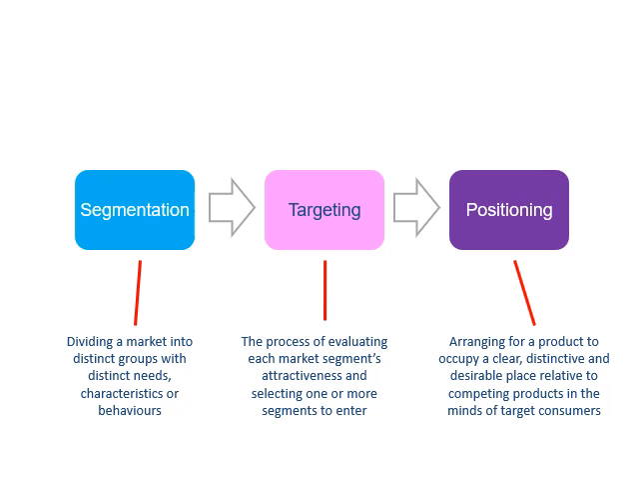So this is a model I like to call the sticky toffee pudding model because it's STP: segmentation, targeting, and positioning. This is the classic process that you follow in developing a marketing offering. So first of all, with segmentation, you're dividing a market into distinct groups with distinct needs, characteristics, or behaviors.